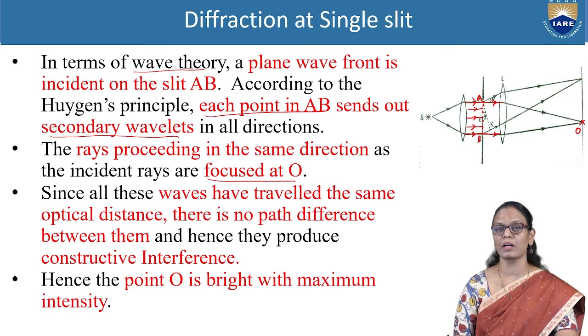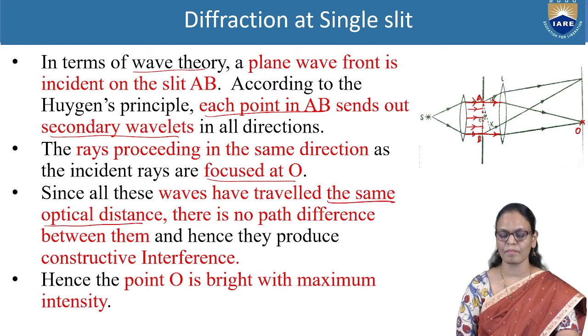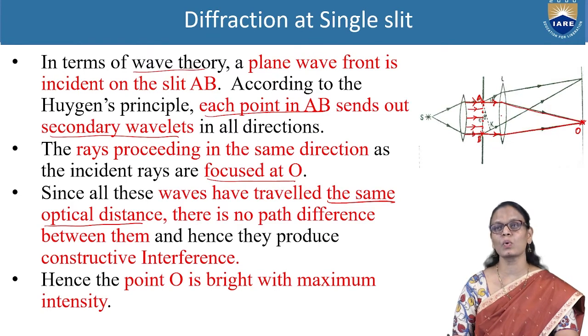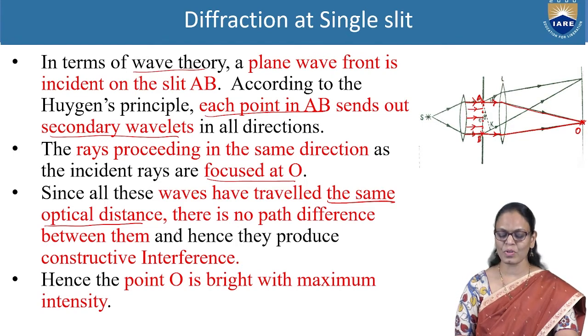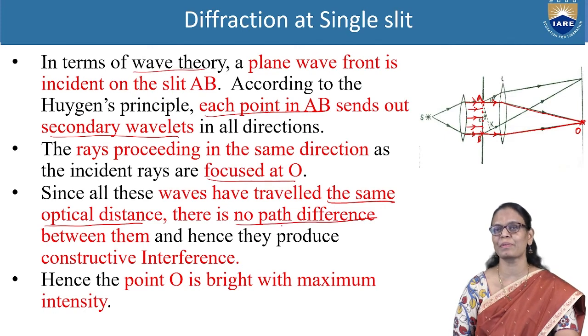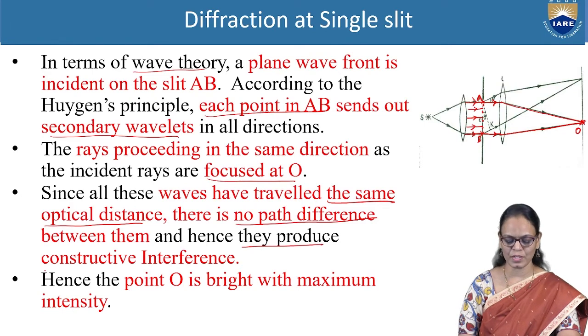And if you see in the figure, these wavelets have traveled the same optical distance. The distance traveled by the ray from here and the distance traveled by the ray starting from the point B and reaching O. If you see the path traveled by them, this is the path and this is the path. They are traveling the same path. So there is no path difference. There is no difference in the path that is traveled between them. So they give rise to constructive interference.